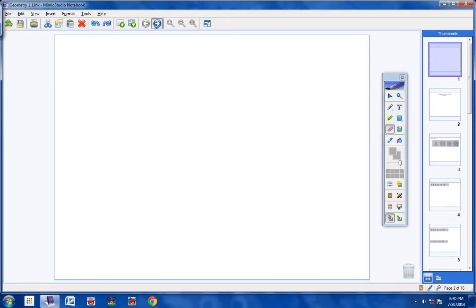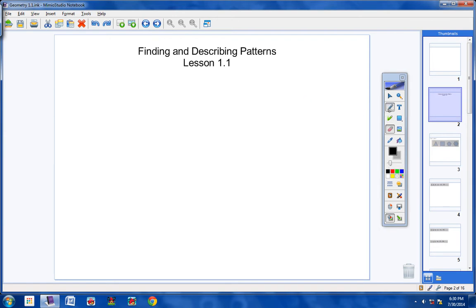So today in your notes, I would like you to write this down for your heading. Please copy this down. Finding and describing patterns. Finding and describing patterns, lesson 1.1. And then underneath this lesson, be sure and include today's date, okay? Be sure and include today's date so you have really good organized notes. And with that in mind, let's go ahead and jump into the lesson right away.